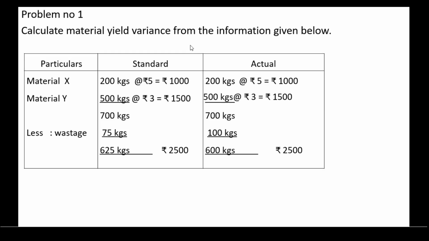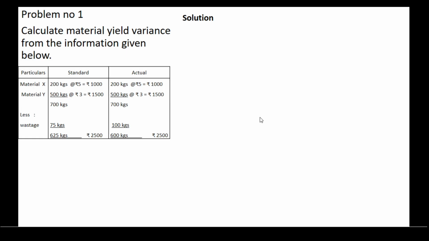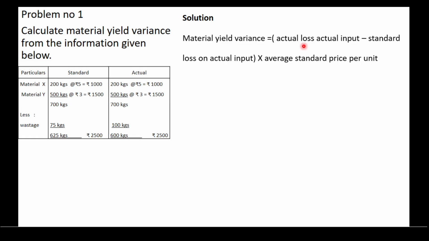So this is the solution. Here we calculate the material yield variance. For the calculation of this material yield variance, we are using the formula: actual loss in actual input minus standard loss on actual input, into average standard price per unit. So this formula is used to calculate the material yield variance. So here the actual loss and standard loss on actual input information is given in the problem.